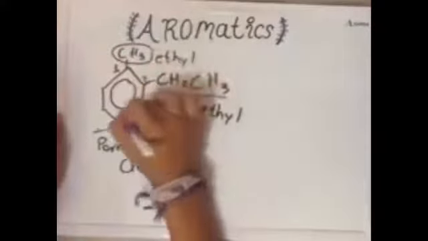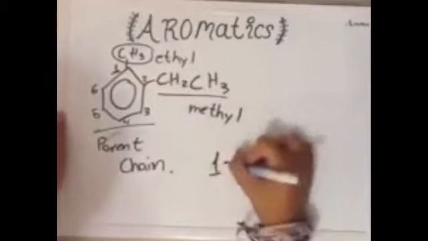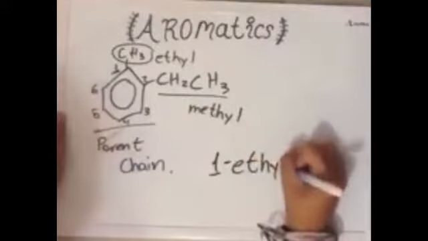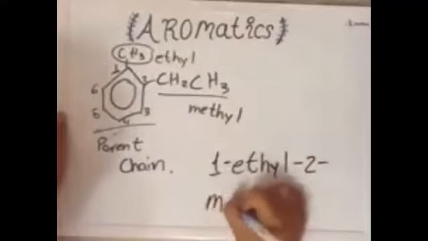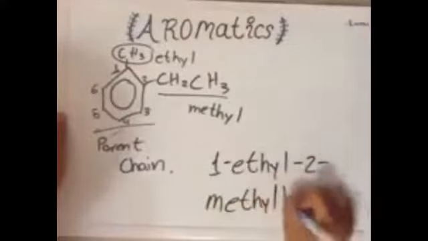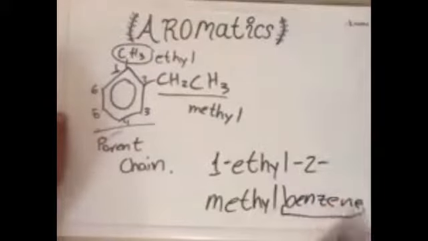In this example we counted like this. So, in this example, this aromatic should be named 1-ethyl-2-methylbenzene. Remember to separate numbers from letters with hyphens and to separate numbers with commas. Benzene is to represent that this is an aromatic group.